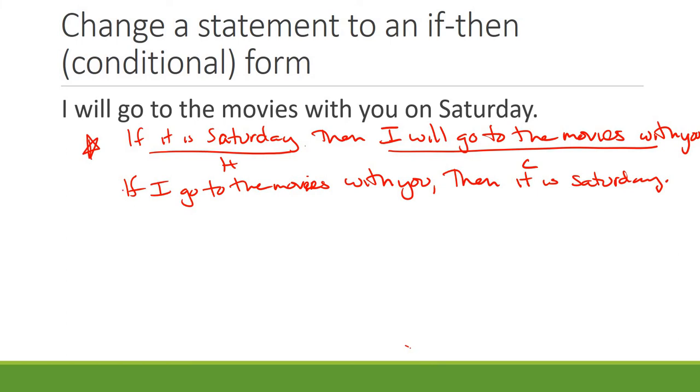So I say that this second way is not a conditional for the original statement. It says, I will go to the movies with you on Saturday. It doesn't say that's the only day I will go to the movies with you. Just because I'm going to go to the movies with you on Saturday doesn't mean that I might not go to the movies with you on Tuesday. So if I go to the movies with you, I don't automatically know that it is Saturday. Okay? But if it is Saturday, then I am definitely going to the movies with you. So this is not a conditional for the original statement.